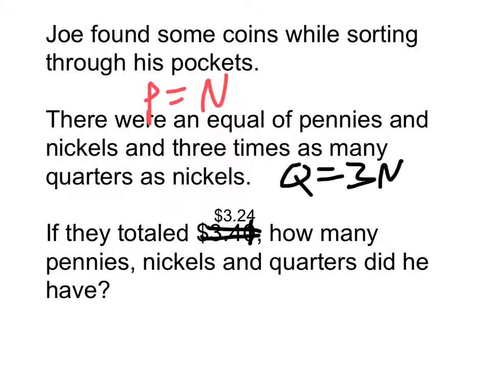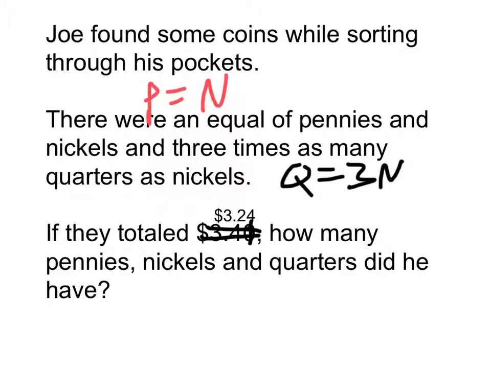Make sure you don't get that backwards. Don't say 3Q equals N, because quarters needs to be 3 times as many as something else. Because there's 3 times as many quarters as there is the number of nickels. So we got these two facts, and then we're supposed to be able to total up all the coins in their pocket. It makes $3.24.